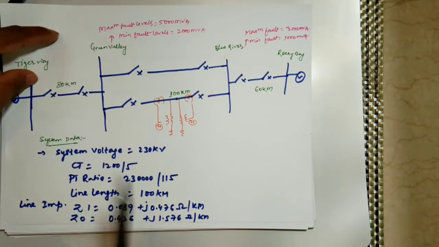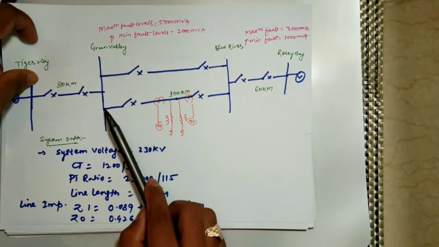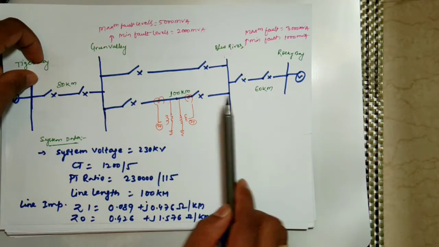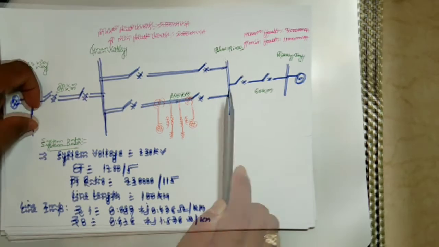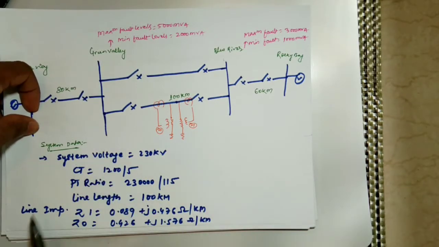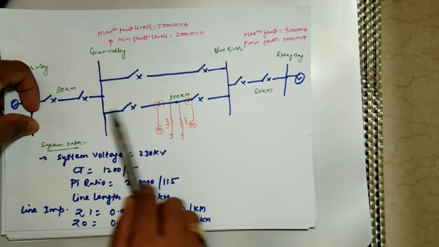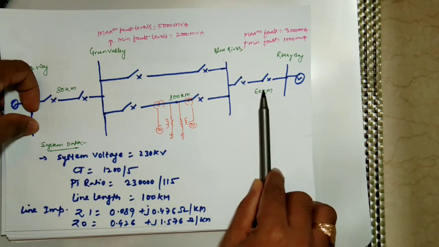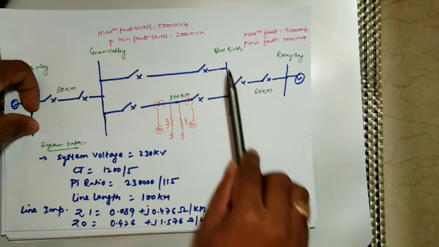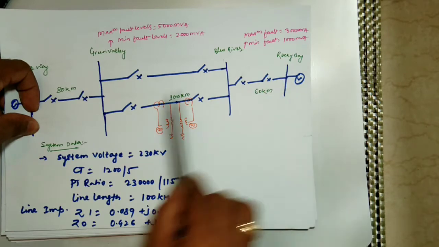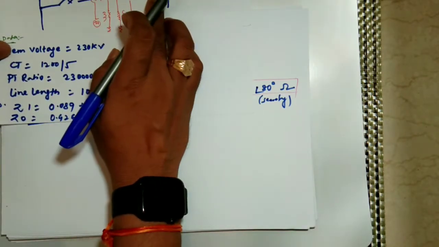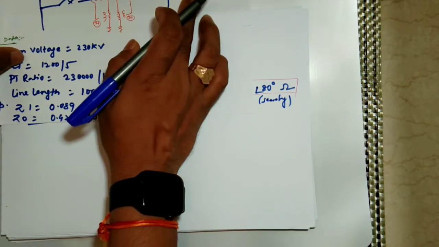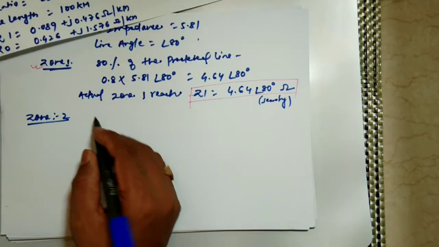Now for zone 2 we normally select 120% of the line length, or we can also select 150% of the line length, depending upon the requirement. So for zone 2 we are going to protect 100% plus 50% of the next line, the Blue River line and Rocky Way line. So for zone 2 it will be our 100-kilometer line plus that line.